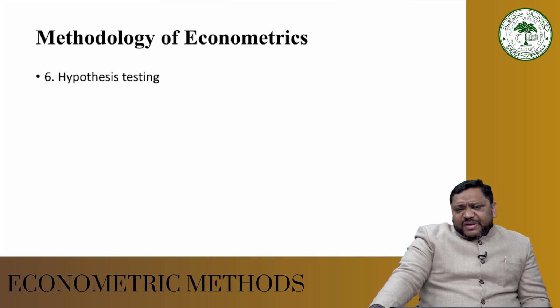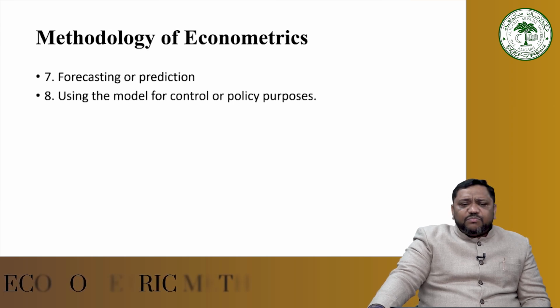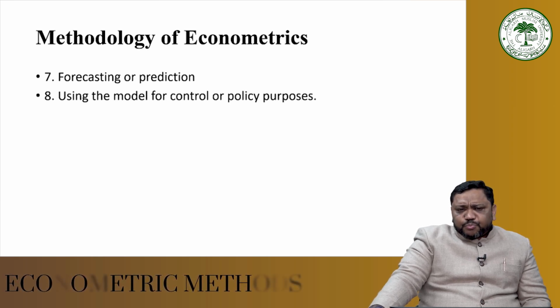The sixth step is hypothesis testing. You know from your basic statistics that our primary concern is estimation of population parameters, say alpha and beta. But to estimate these parameters, the entire data must be available. But in most cases, we have only a sample. From the sample, we estimate what is known as sample statistics or estimator. Sample estimators are used to make inferences about the population parameters.